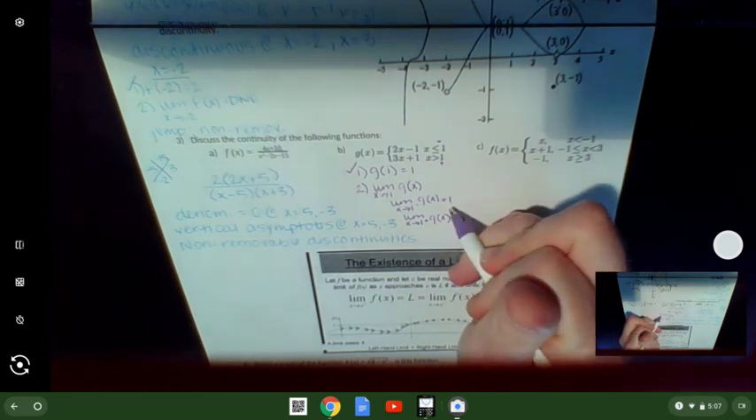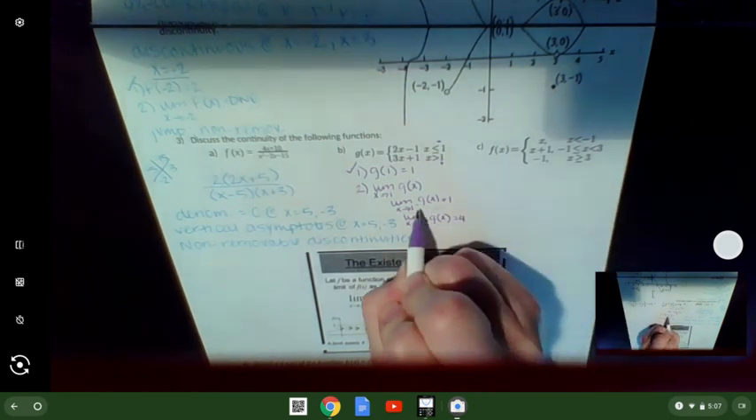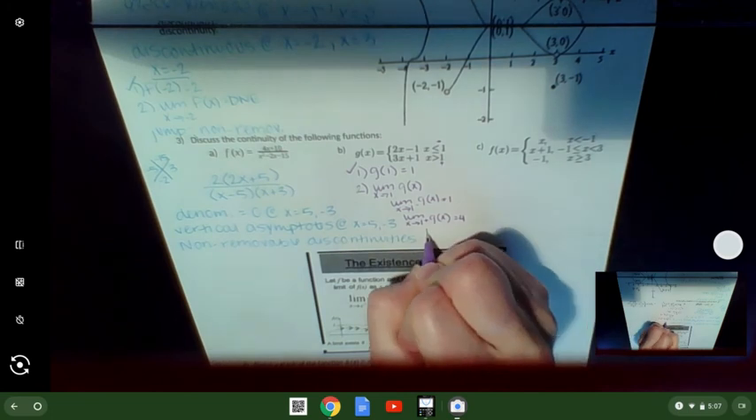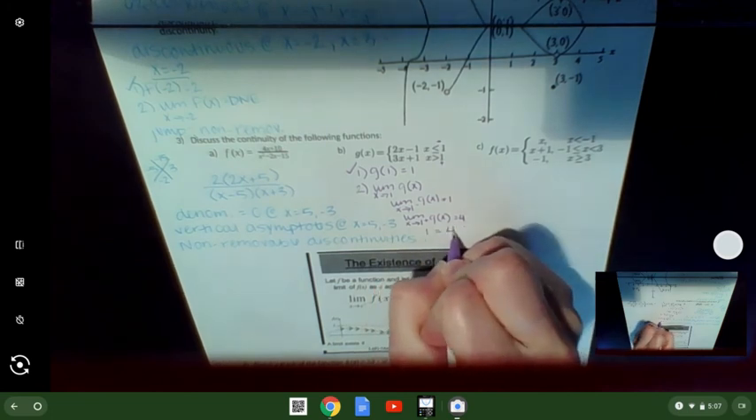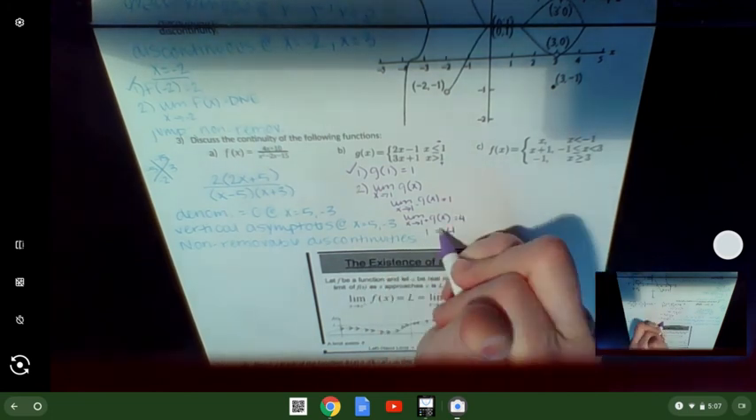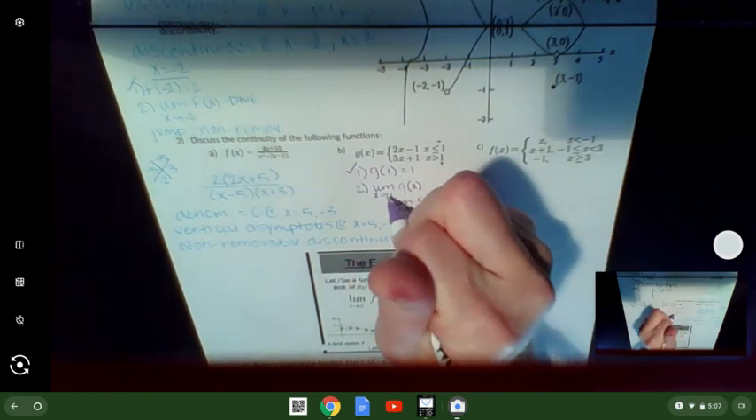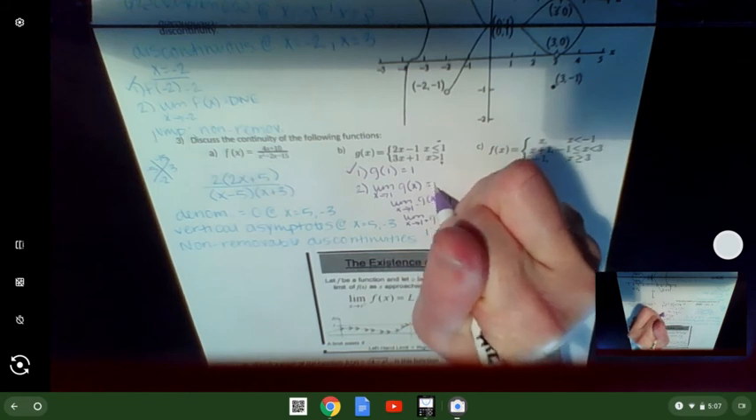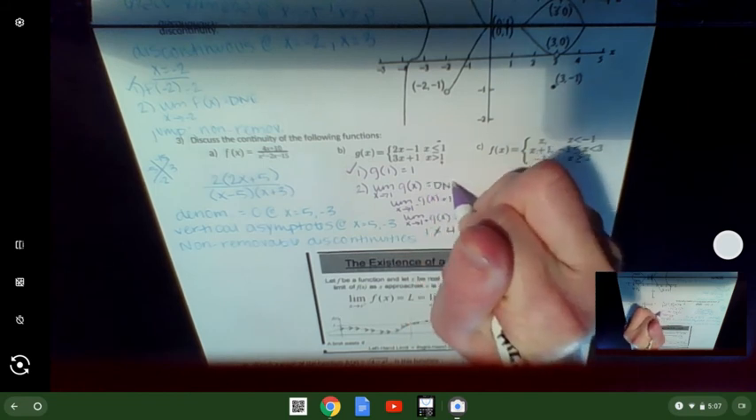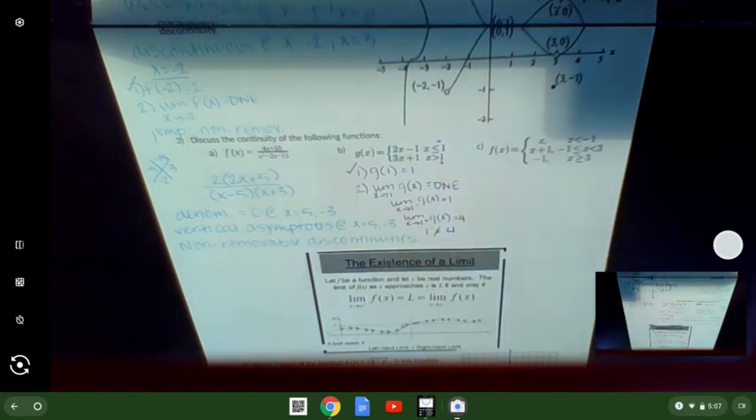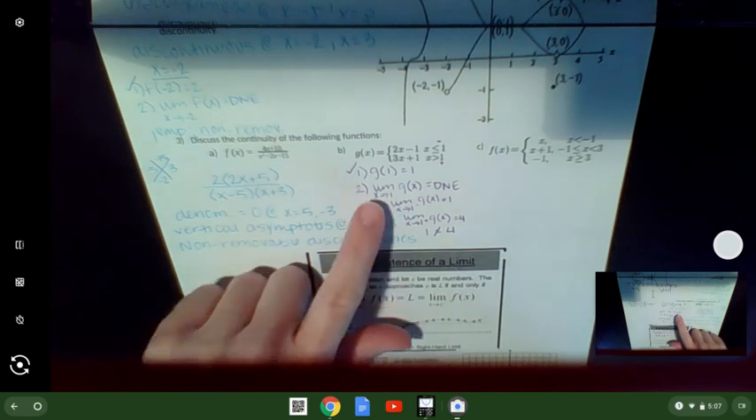Anyway, back to here. The limit from the left is 1. The limit from the right is 4. Does 1 equal 4? No, 1 does not equal 4, which means that because the left and right-handed limits are not the same, the limit as you approach 1 is DNE. It does not exist. I will show you in a picture what is actually happening later.